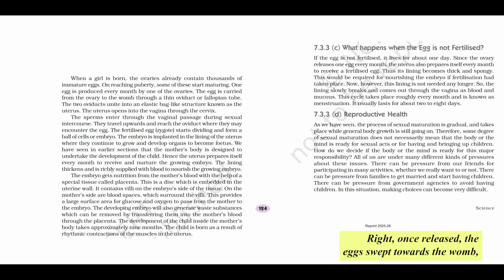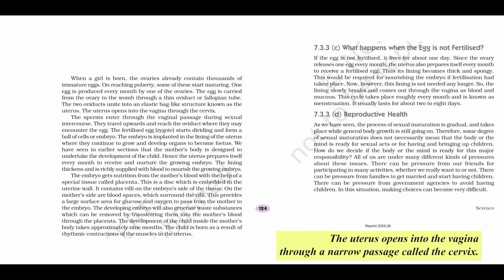Right. Once released, the egg is swept towards the womb, or uterus, through a thin tube called the oviduct, or fallopian tube. Two tubes, one for each ovary. The oviduct is the usual site where fertilization occurs, where sperm meets egg. The two oviducts unite into a larger elastic muscular bag, the uterus or womb. This is where the fertilized egg, embryo, implants and develops into a fetus.